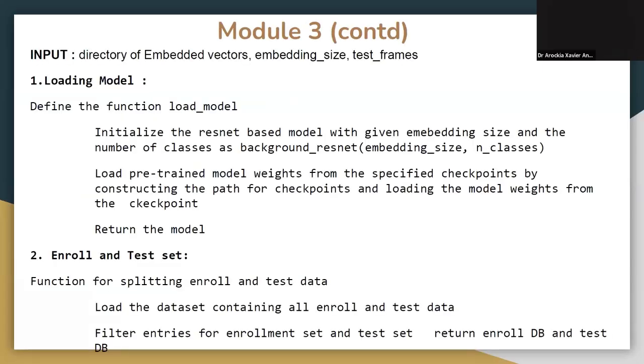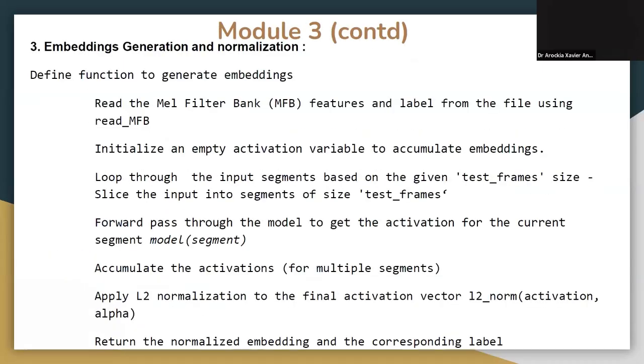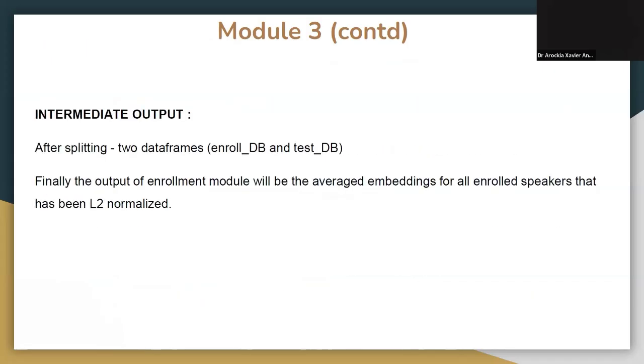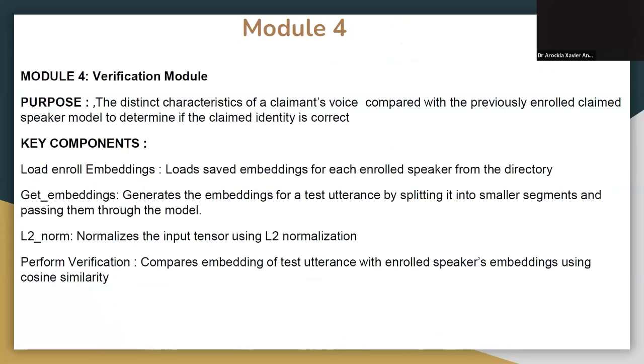So the loading, train and test, and embedding generation pseudocode is given as such. And after splitting, you have the enrolled database and the test database with the normalized filter.